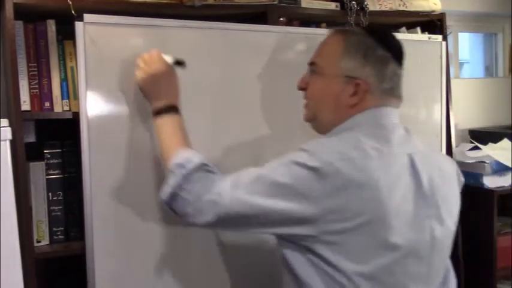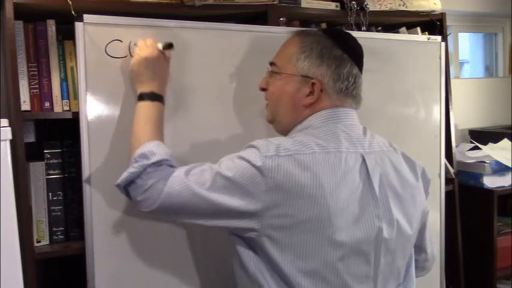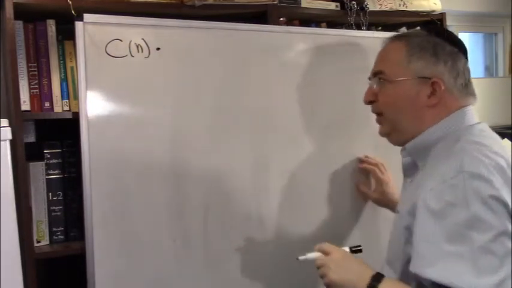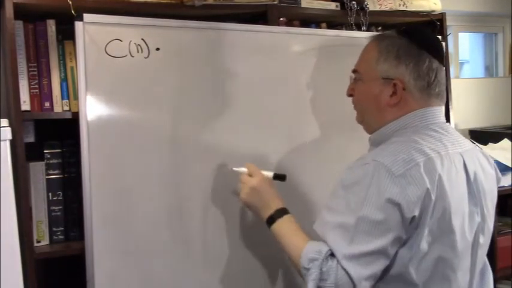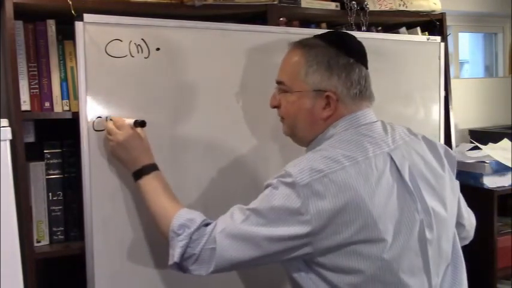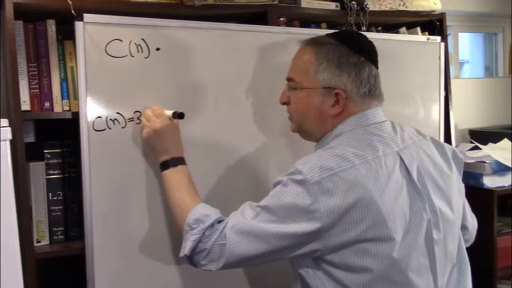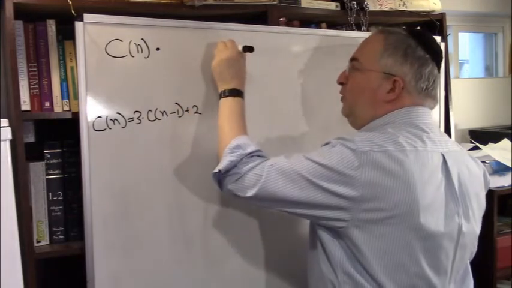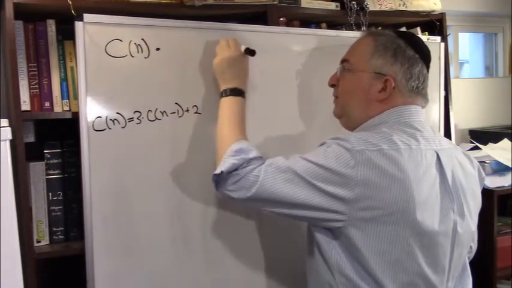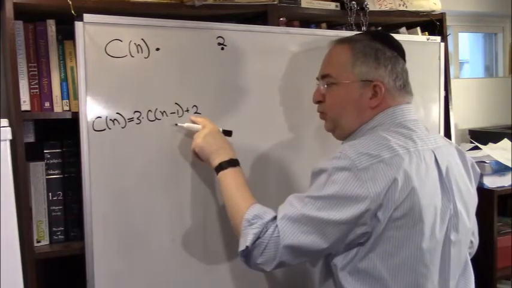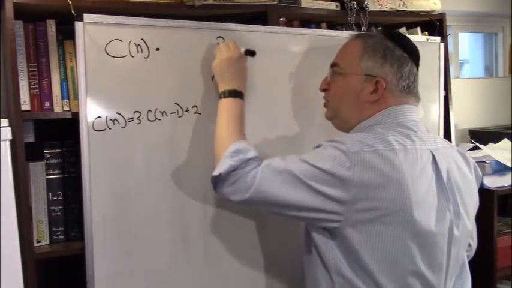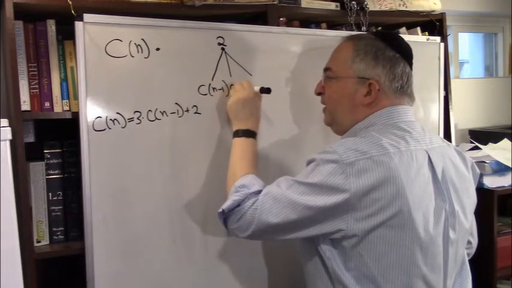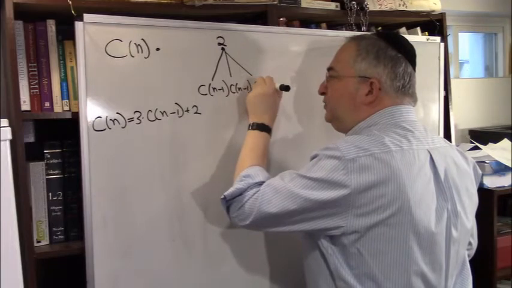So basically it's C of n. That's a dot. We're going to change this dot into what? Let's remember the formula here. C of n is equal to 3 times C of n minus 1 plus 2. So we're going to change this formula. The C of n becomes, you put the 2 up, because that's how much work you have to do, and then you have 3 children. Each child is C of n minus 1, C of n minus 1, C of n minus 1.